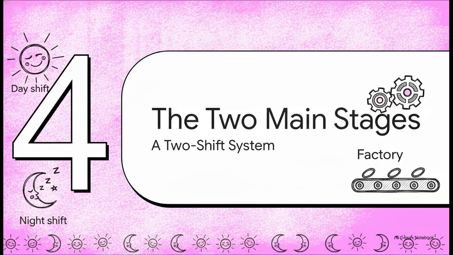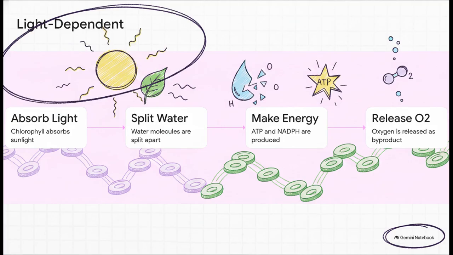Which brings us right into Section 4, the two main stages, operating a lot like a two-shift system. So, shift number 1 is called the light-dependent reactions. As you might guess, this shift needs light, and it happens in those stacked discs, the thylakoids.